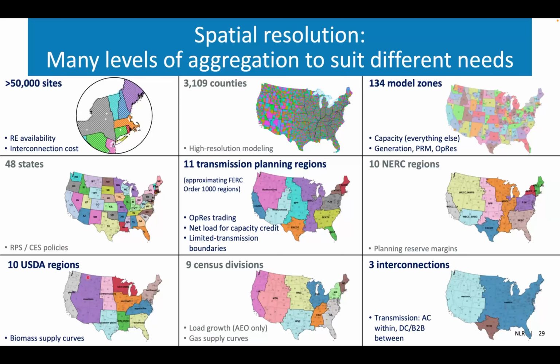The rest of the spatial resolutions on screen are some form of aggregation of the 134 model zones, and they're used for a variety of different constraints that are enforced at a more broad level. These would be constraints like gas supply curves or fuel supplies enforced at the census division level, or the interconnect level enforcing the different transmission type restrictions.